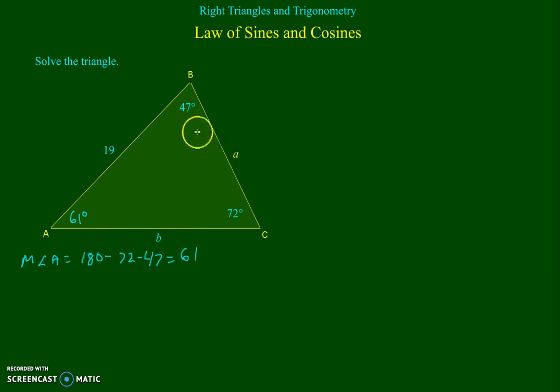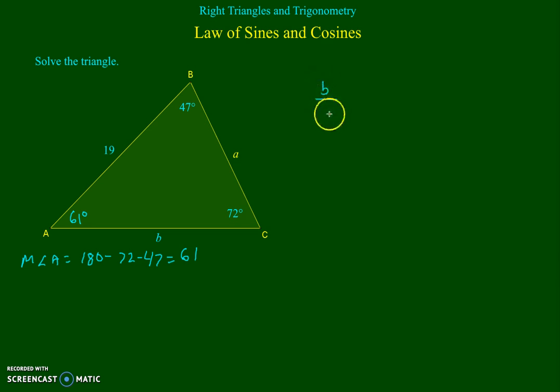Alright, now that we have all of our angles, we should be able to set up some relationships to solve our sides. The first thing I notice is I have an angle opposite a side. That's a key that I might be able to use the law of sines. And since I'm looking for another side, let's use this angle and this side, and this angle and this side. I'm looking for side B, so I'm going to set that up first.